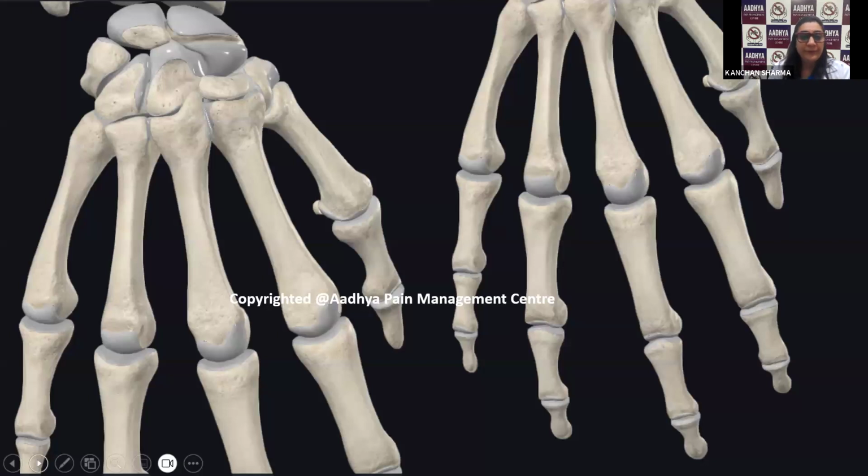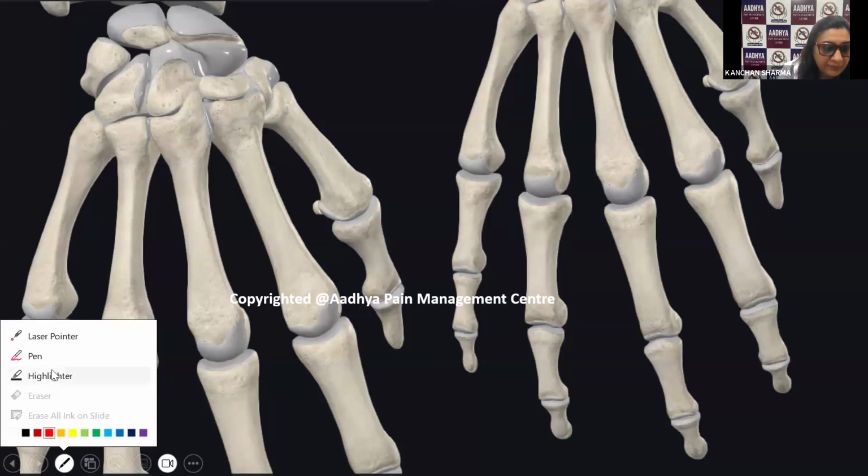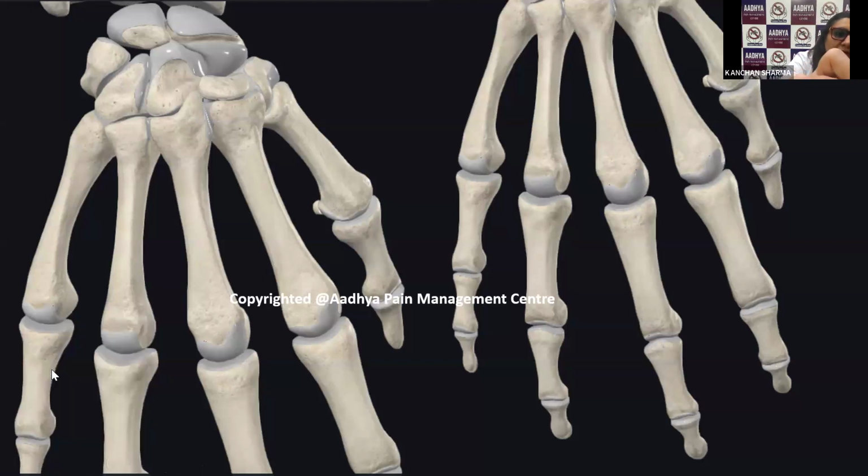So first of all, when we are looking at the bony anatomy of the dorsum, you need to remember the arrangement of these bones.